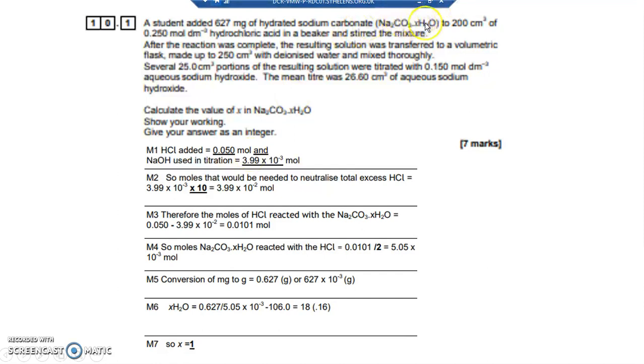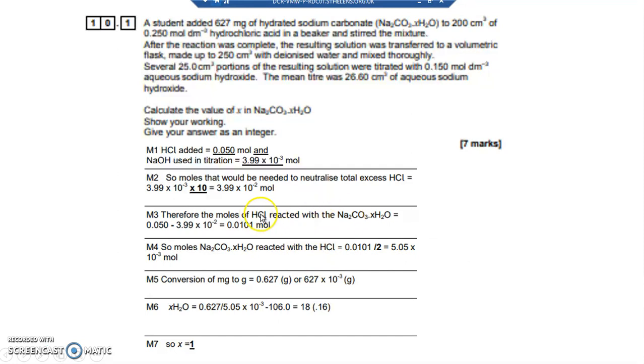The reason is it's reacted with the sodium carbonate. So the hydrochloric acid has reacted with the sodium carbonate, then it's been titrated with sodium hydroxide to find out how much hydrochloric acid has been left. So if I subtract the two, the amount of hydrochloric acid that I started with and the amount that I've ended up with, it ends up as 0.101 moles. So surely now I can use the 0.101 moles of hydrochloric acid that's reacted with the sodium carbonate to work out the number of moles of sodium carbonate.